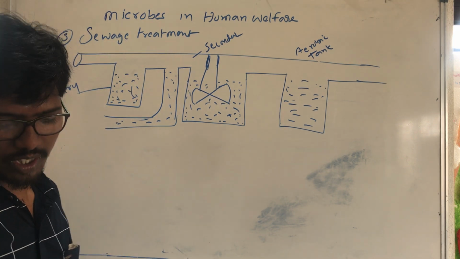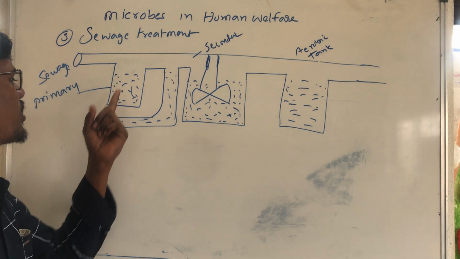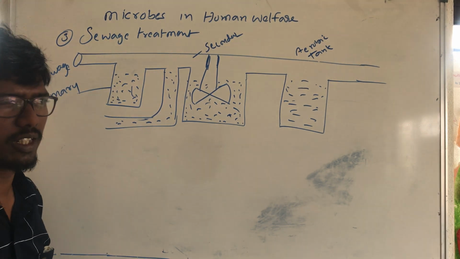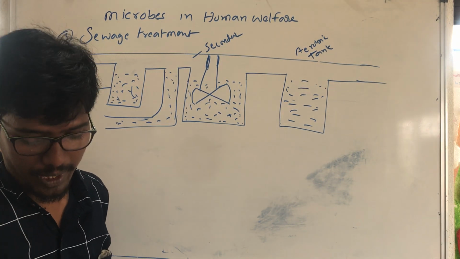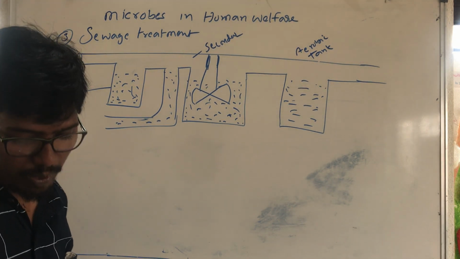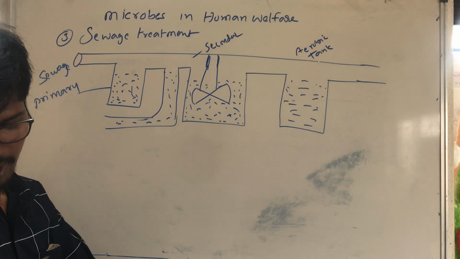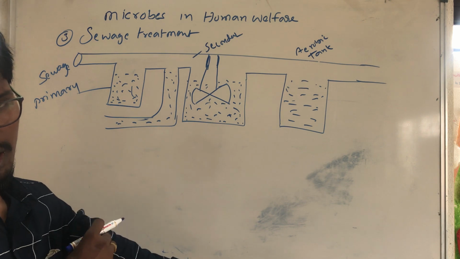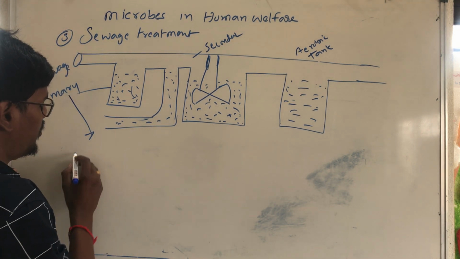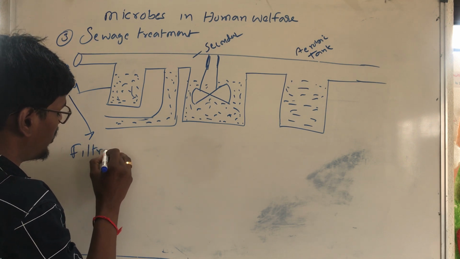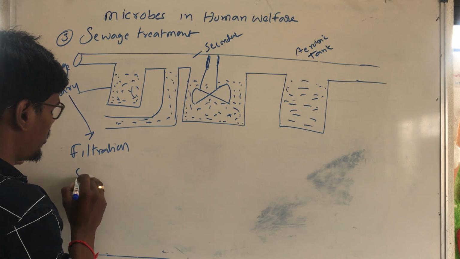Okay, the first thing is called sewage treatment. This is called primary treatment. Sewage goes to primary treatment, which is called filtration and sedimentation. Primary treatment is filtration and also sedimentation.